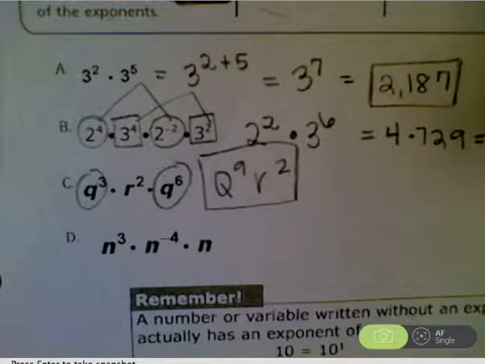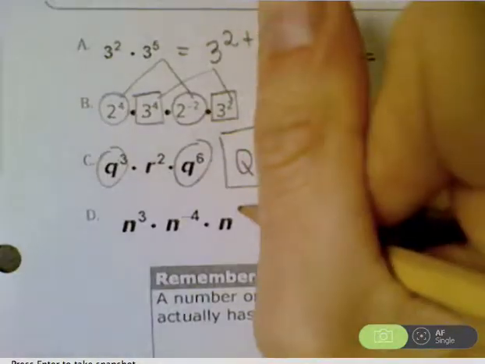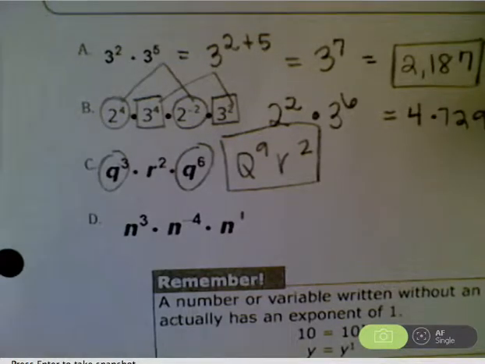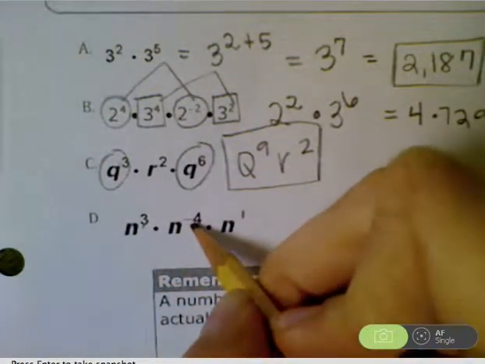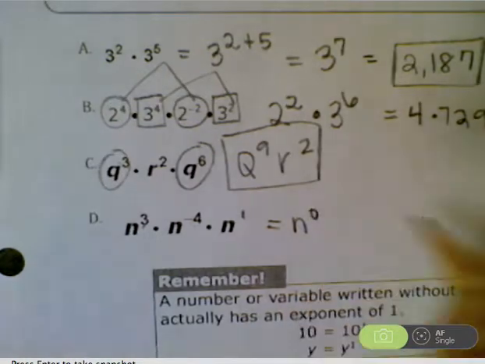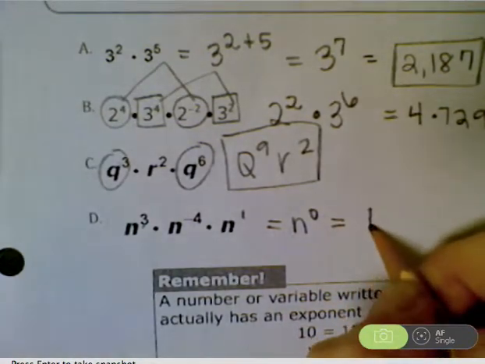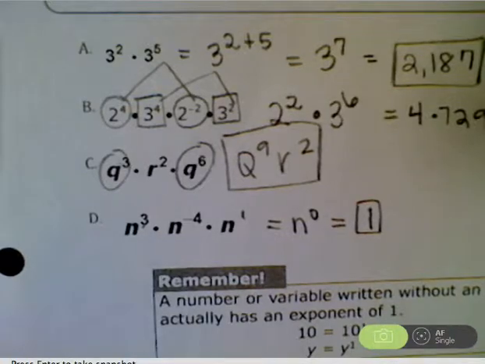Okay, be careful on letter D. Oh, can I? Well, go ahead. So, n times n to the power of negative 4 times n, which is 3 minus 4 plus 1, which is 0. Good. N to the power of 0 is 1. That's exactly right. You notice an important thing is that the n by itself is really n to the power of 1, which means when you are adding the exponents, you do have to add the 1 as well. So this is 3 plus negative 4 plus 1, which is 0. And we learned on Tuesday that n to the power of 0 is 1. So the correct answer is 1.